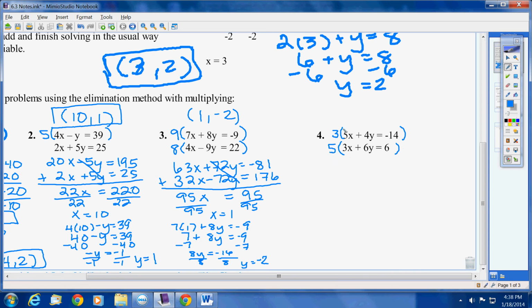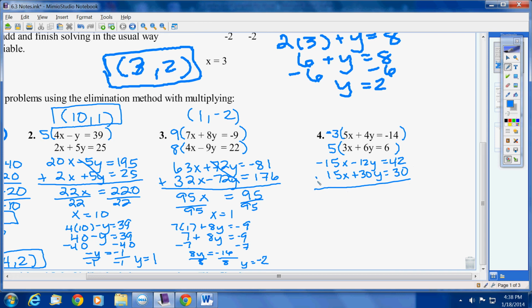I want to double check my signs. They're both positive. That means I need to make one of them negative. It doesn't matter which one. It's up to you. I'm going to make my 3 negative. As long as one of them's the opposite sign, we should be okay. I'm going to distribute negative 3. I get negative 15x minus 12y equals positive 42, and 15x plus 30y equals 30.